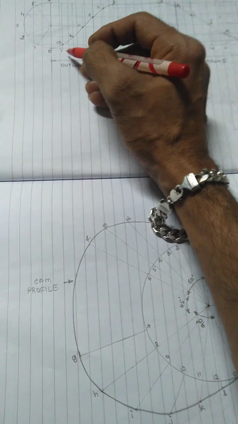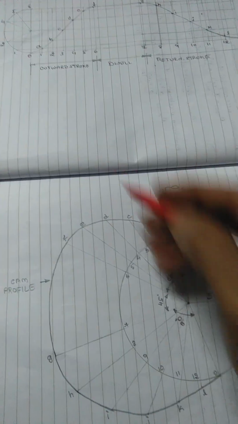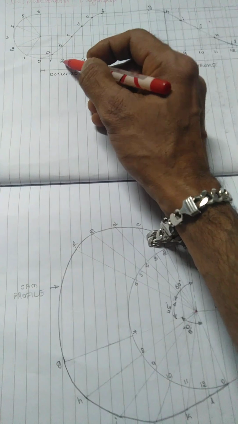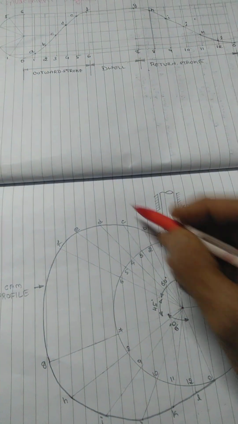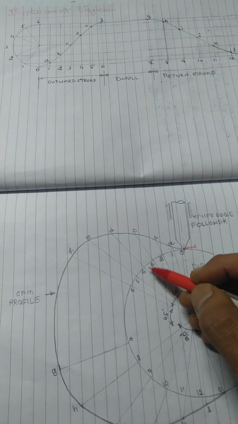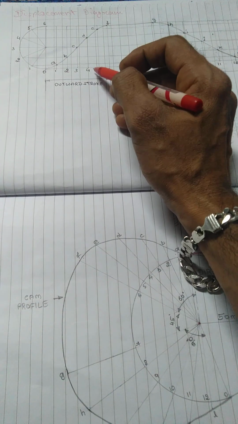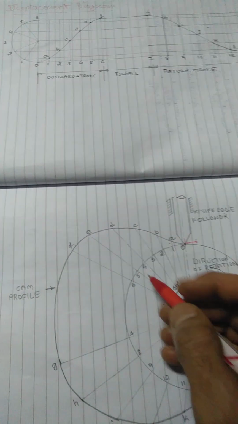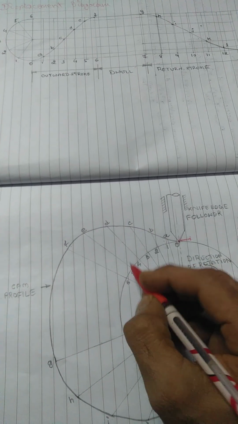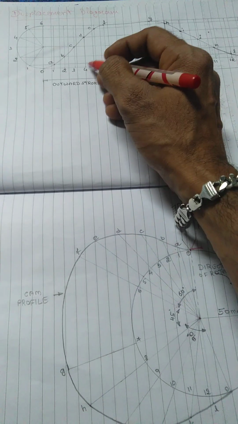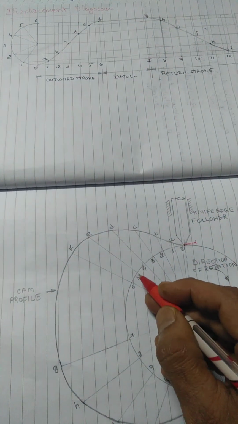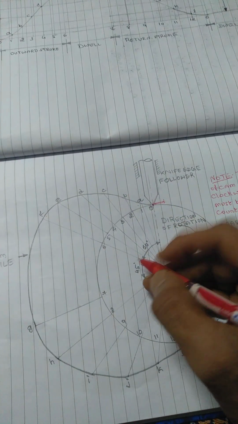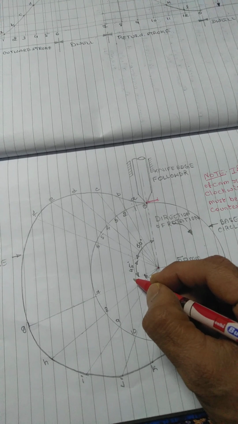Next, take the measurement from 1 to A and mark it here, 1 to A. Next, 2 to B, 3 to C, 4 to D, 5 to E, 6 to F. Similarly, you have to measure from here to here and mark all of them. The same distance that you get here, you have to transfer here.